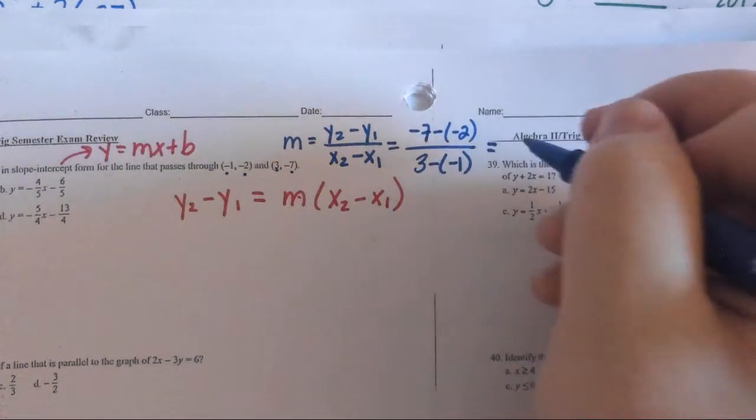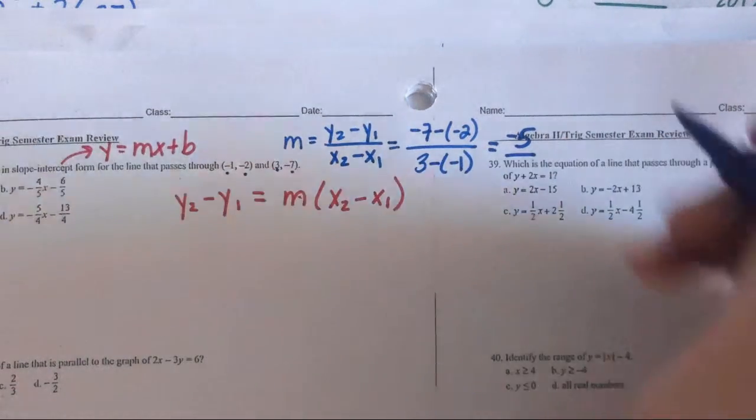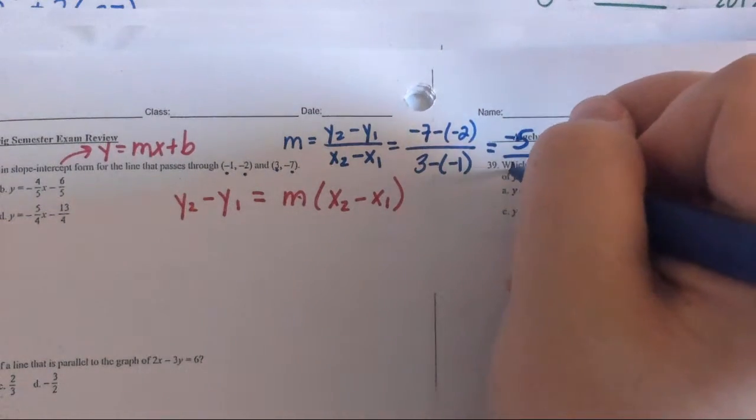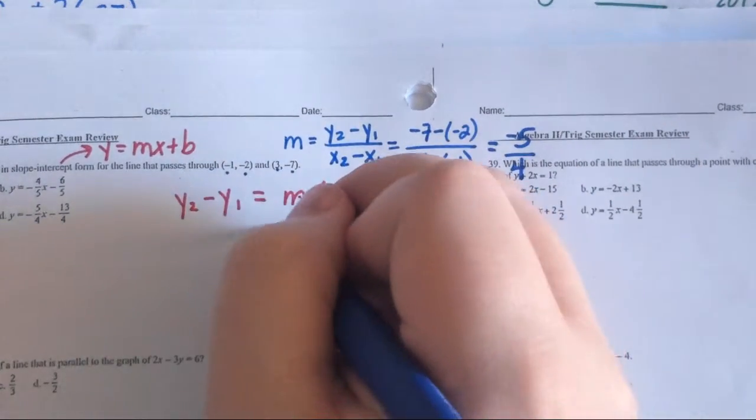So I have negative 7 plus 2, which is negative 5. 3 minus a negative 1, so 3 plus 1, which is a 4. So my slope is negative 5 over 4.